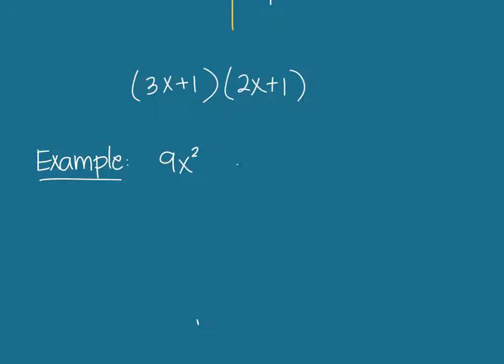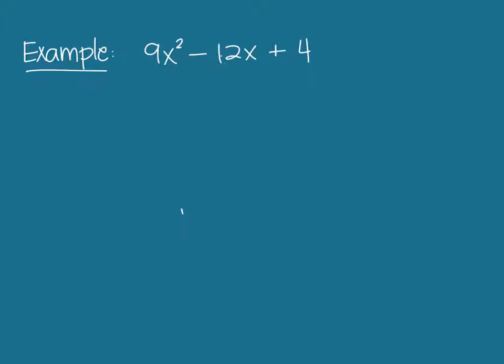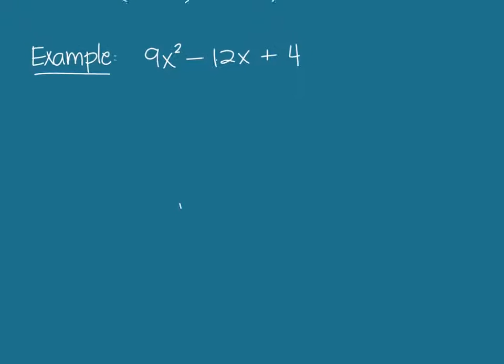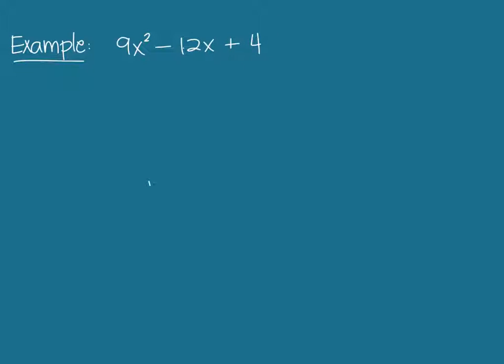9x squared minus 12x plus 4. It's a trinomial that has nothing in common. Now, if it had something in common, we would take it out. But right now, the trinomial has nothing in common, which means this is a great time to use your star strategy.